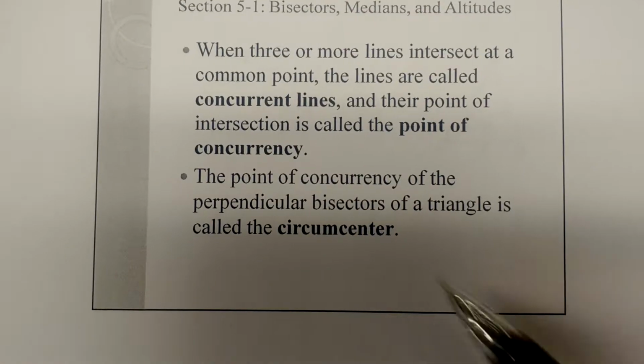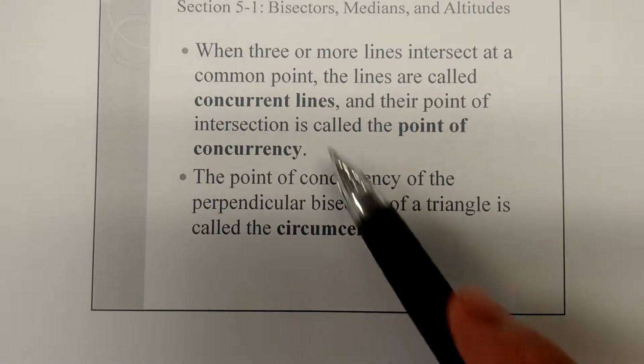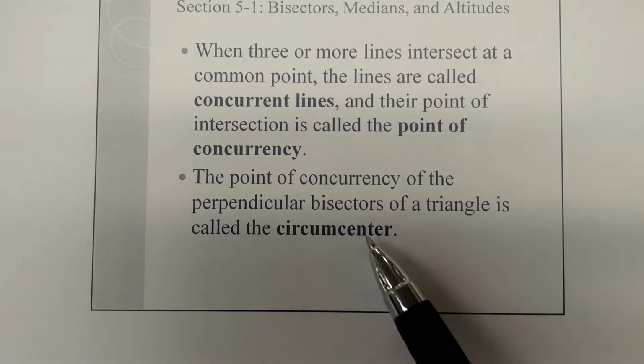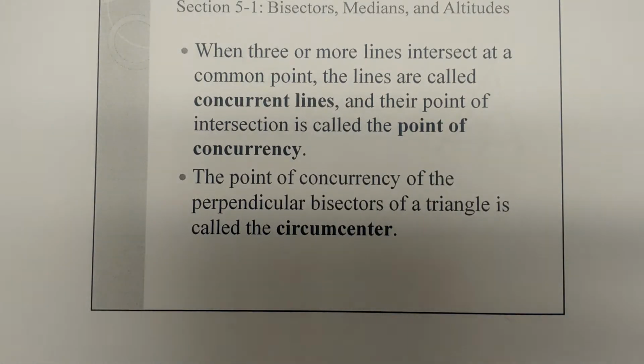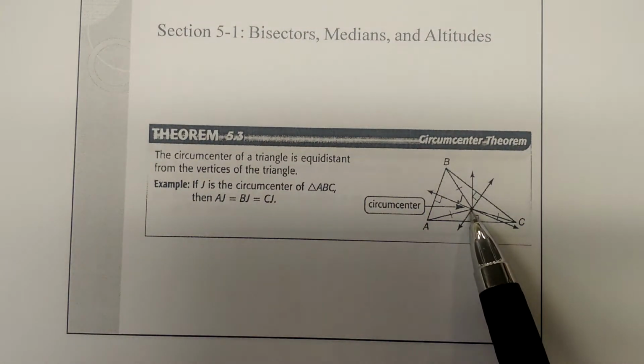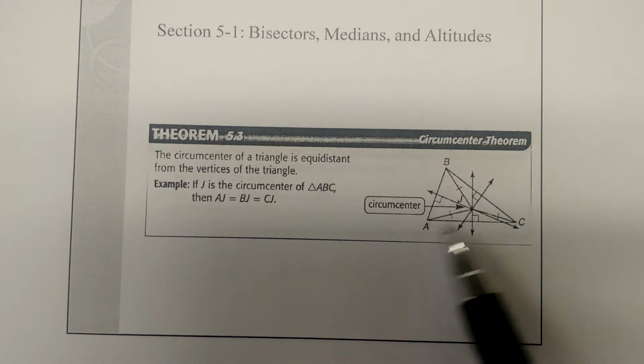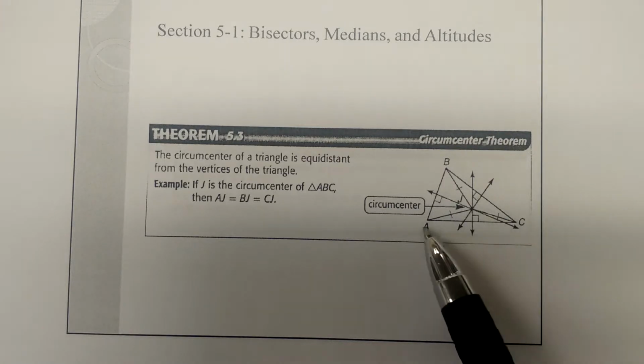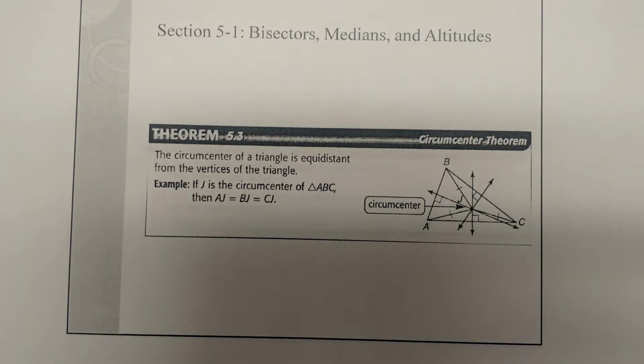So here, that's what we just talked about, the circumcenter. So 3 lines that meet are called concurrent. Where they meet is the point of concurrency. So for the perpendicular bisectors, that's called the circumcenter. So what this one says is that the circumcenter is equidistant from each of the vertices. So J is the circumcenter here, so BJ, AJ, and CJ are all the same length.